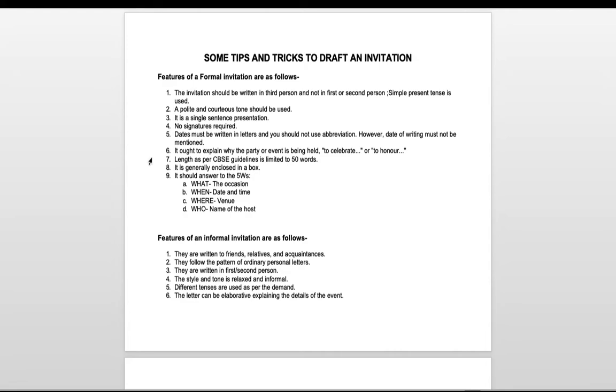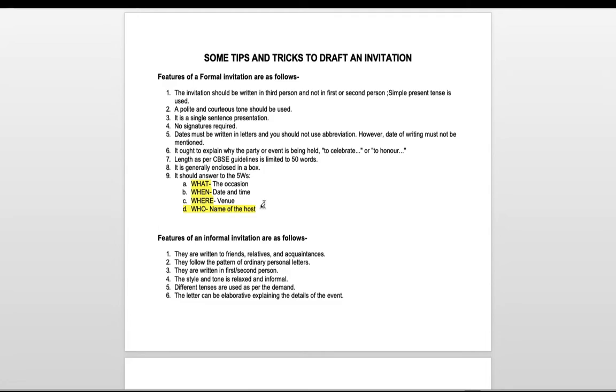And this is something I want to stress on, the W's. What, when, where, and who. This is something you should enclose in your invitation. These are the points that you should be mentioning. What is the occasion of your event? When is this event happening? Where is this event happening? And who is organizing this event? So these 4 W's should be on your tips. These should not be forgotten when you start to attempt an invitation question.